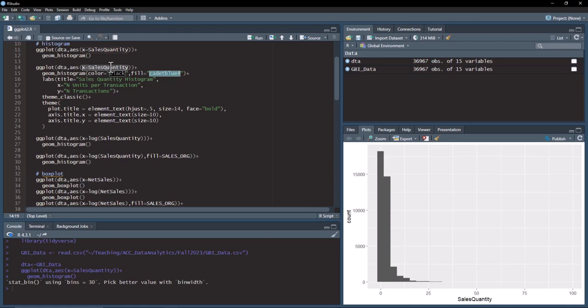Okay, so we're going to do the sales quantity again. The color of the line is what color deals with, the lines. We're going to make this black. The fill of the plots, we're going to make cadet blue. You can look up other colors just by searching up the R color palette, if I can remember how to spell it.